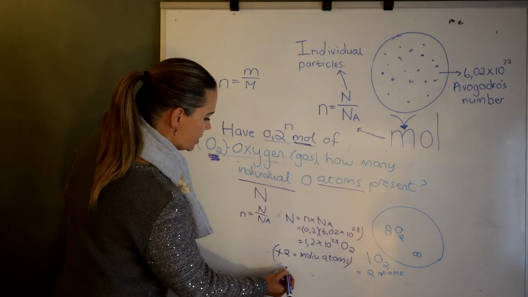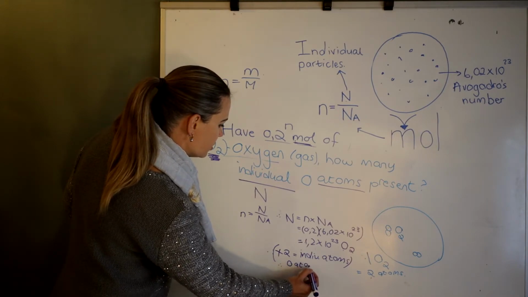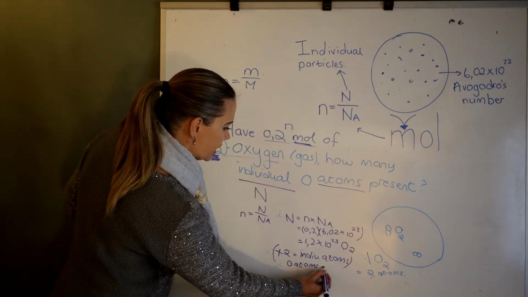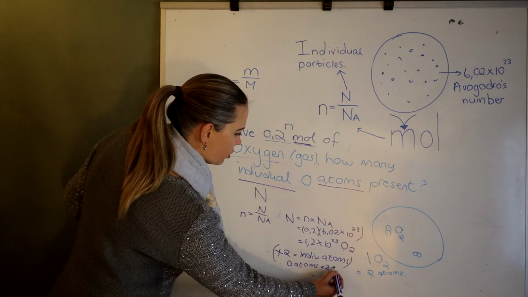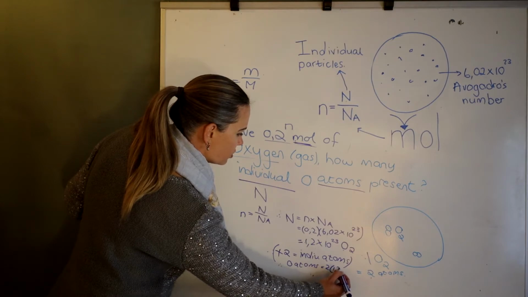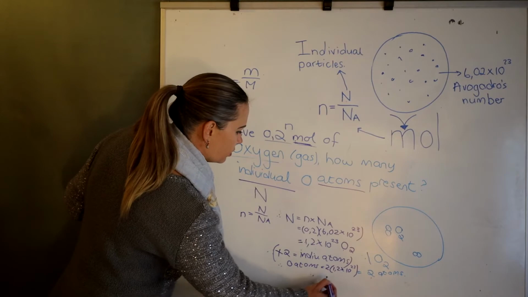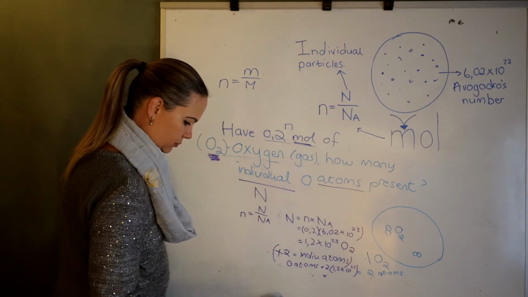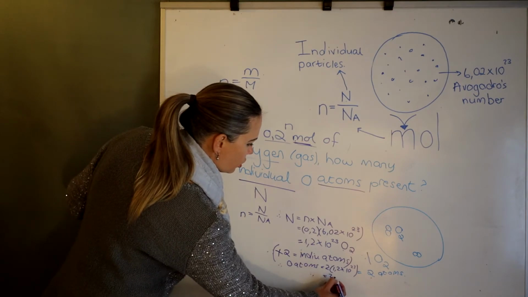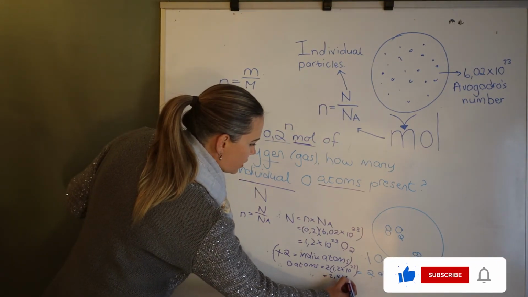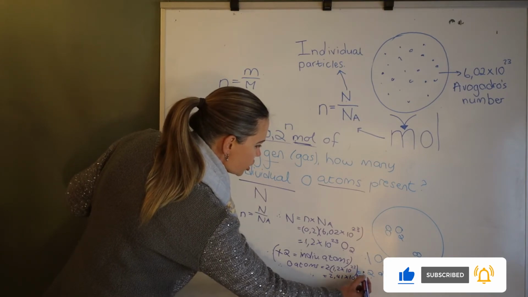So that means that the number of oxygen atoms is equal to 2 times the number of oxygen molecules. Which is 2,41 times 10 to the power 23 oxygen atoms.